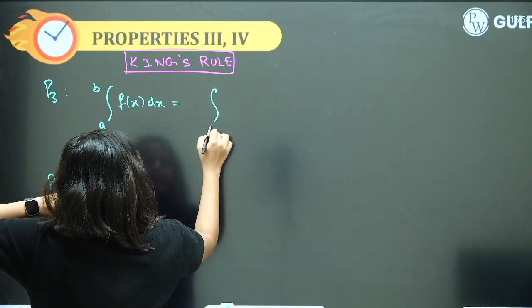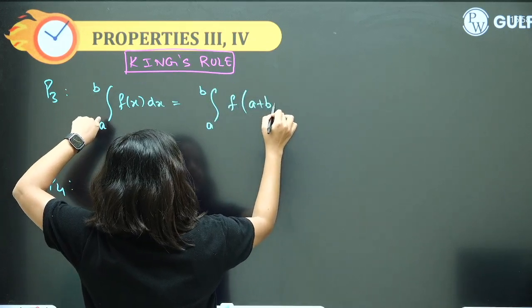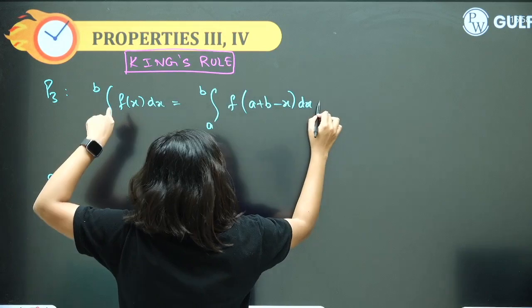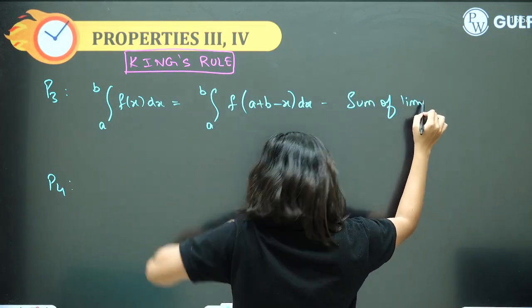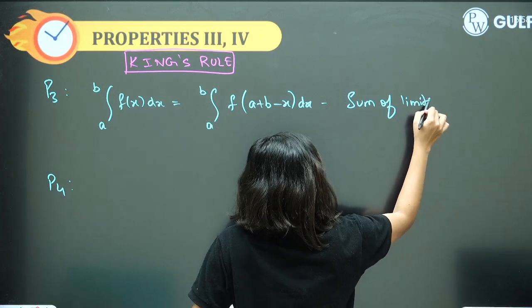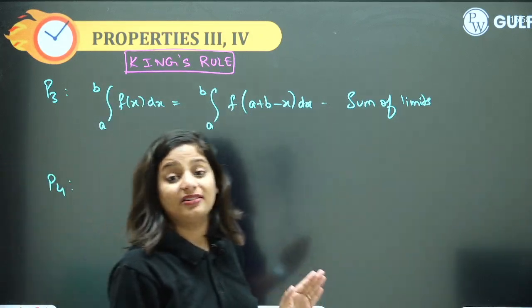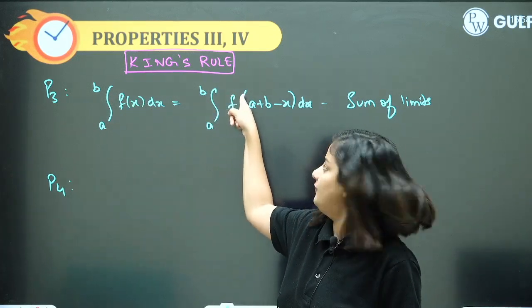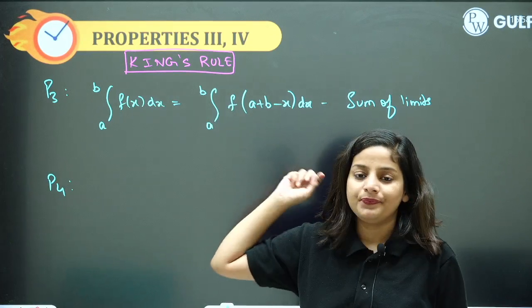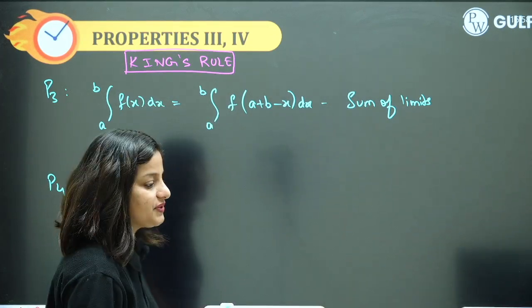The integral of f of x dx from a to b equals the integral of f of (sum of limits minus variable). Guys, repeat with me: sum of limits minus variable. The keyword I'm giving is sum of limits. You add the limits a and b, and from that you subtract x. Very important property, used in most of the questions.